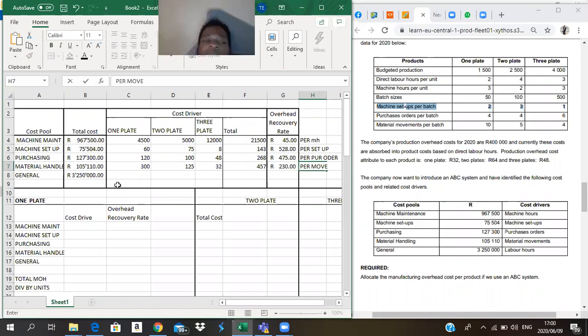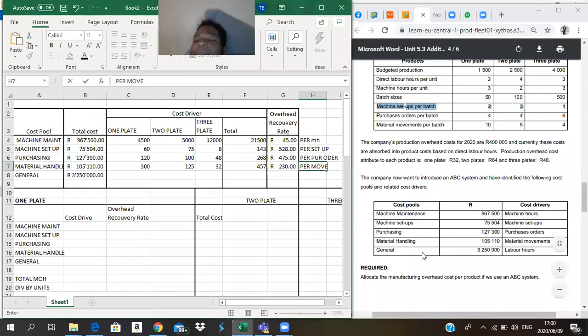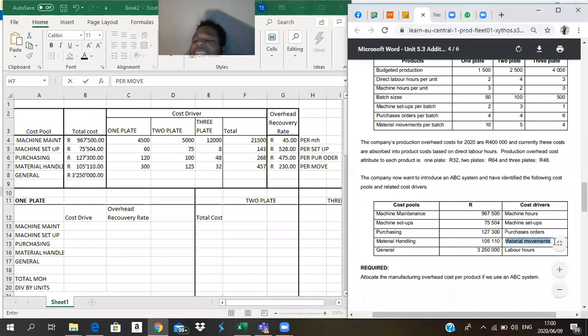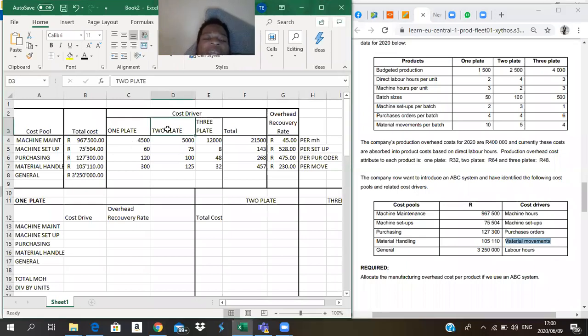Okay, I'll repeat the material handling. Okay, guys, for material handling, I'm given the 105,110. That's my total cost, which I need to allocate to my products, these three products. But they say that for material handling, my cost driver is material movement. So I need to get the material movements for one plate and for two plate and for three plate and add all those material movements and get my total.